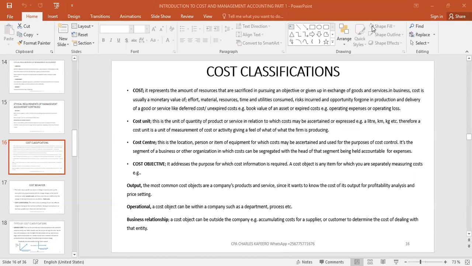As I said, it can be even a business relationship. How are you related with the other person? We may be trying to find out how much cost we are going to incur in our relationship between this company and the other, let's say the supplier or the customer. How much are we going to incur when we engage ourselves with the supplier? So that's all about some of the items we are going to be seeing in the costing classification.